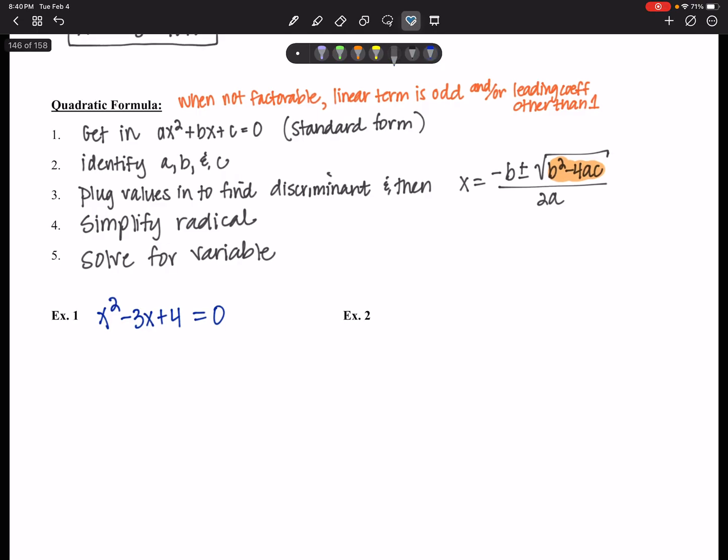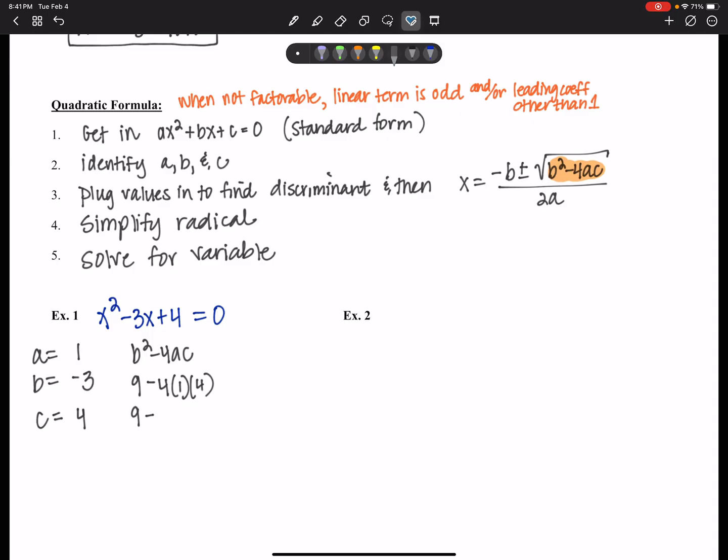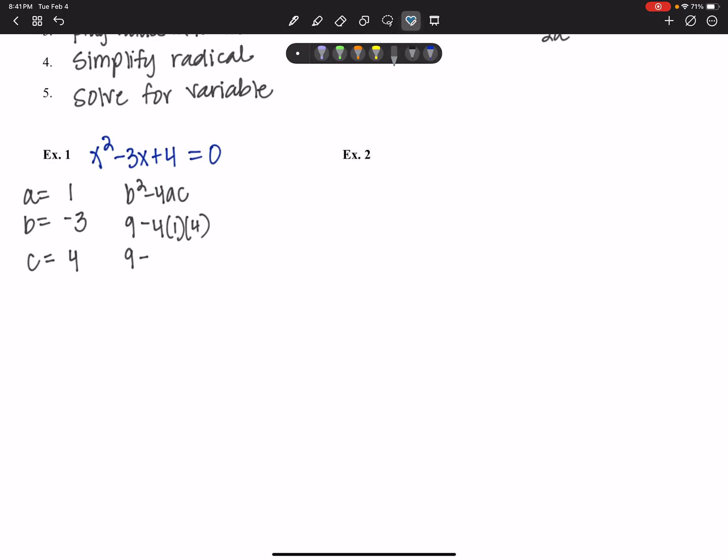I'm going to identify a, b, and c. This is in standard form, so a is 1, b is -3, and c is positive 4. I'm going to find b squared minus 4ac first. b squared would be -3 times itself, which is 9, minus 4 times 1 times 4. That's 9 minus 16, which is -7.